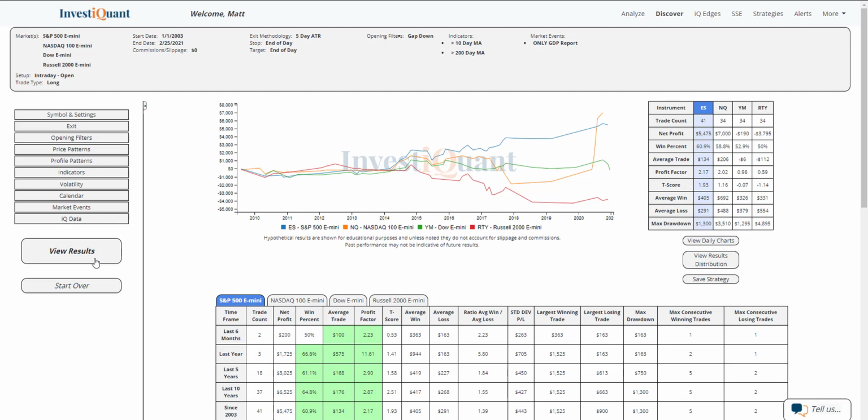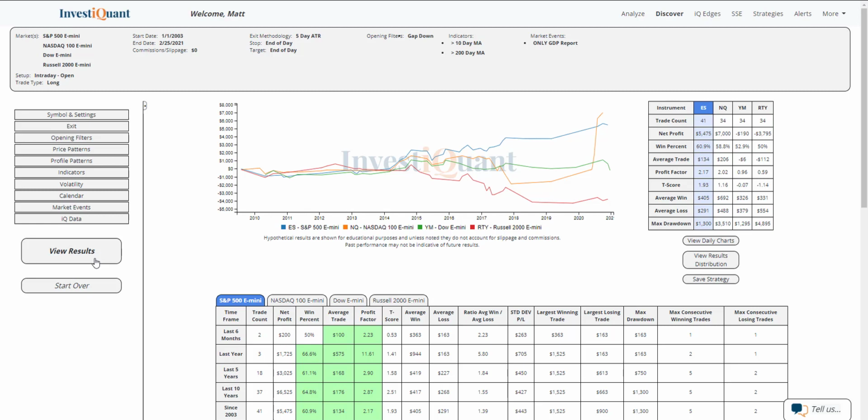So ES, which is the S&P 500 futures, and the NASDAQ have both had a little bit more bullish days historically on this day, whereas the Dow and the Russell have been pretty neutral. If we look at the average win, average loss, you can see the average win is larger than the average loss in the S&P and in the NASDAQ. That is not the case for the Dow or the Russell.